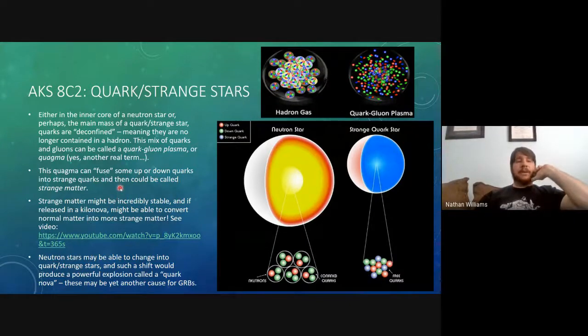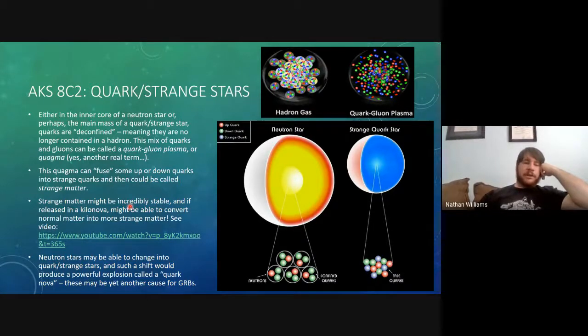And it actually might be some of the most stable material that we could think of. And if it were to be released in a kilonova, where, say, 2 neutron stars collide and explode, or if some quark stars themselves explode, then this strange matter might get out into the universe at large. It's so stable, it might be able to convert normal matter into more strange matter. And this video gets into that. We actually have 2 videos on E-Class today that get into that possibility, which is kind of a weird thing.